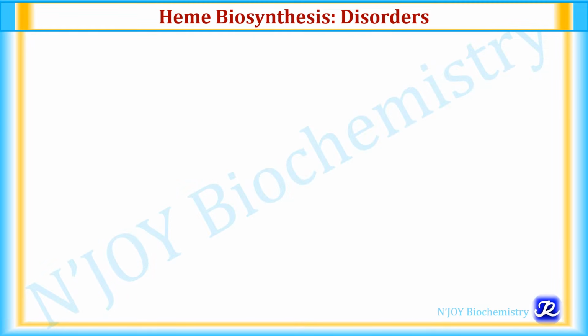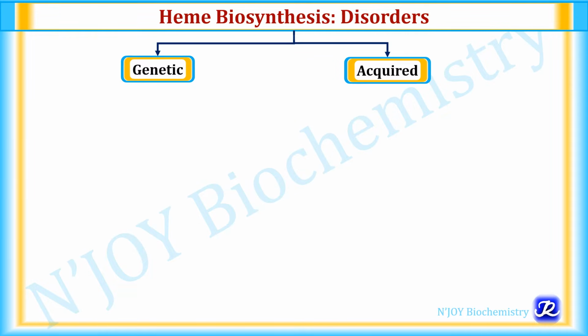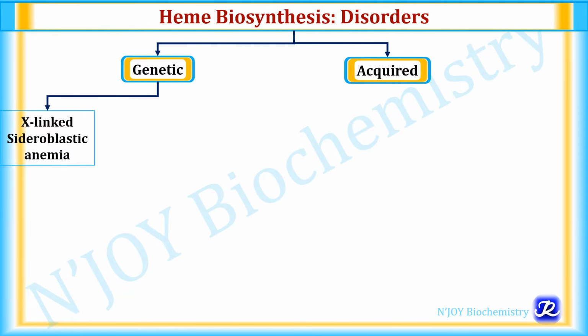Now let's see the classification of heme biosynthesis disorders. These heme biosynthesis disorders can be genetic if there is mutation in the genes involved in the heme biosynthesis, and heme biosynthesis disorders can be acquired also. And this genetic disorder includes X-linked sideroblastic anemia if there is defect in the first enzyme of heme biosynthesis, that is ALA synthase.